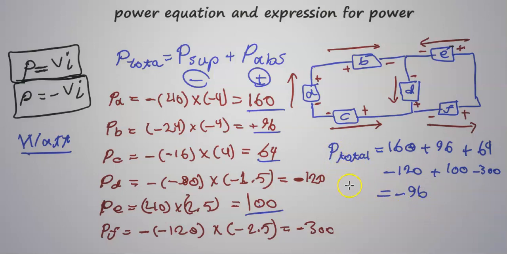But if we want to find the supplied power, we need to add only the negative values, which in this case, let me write it in a different color, the power supplied is 420. The reason is 420 is that it's supplied power, which means negative 420 watts. And the absorbed power is just adding these positive values, as I said.